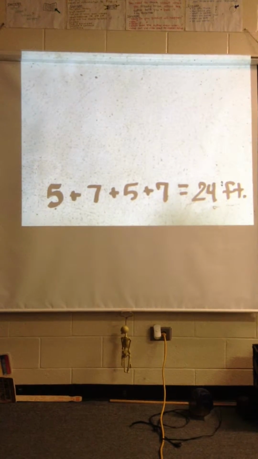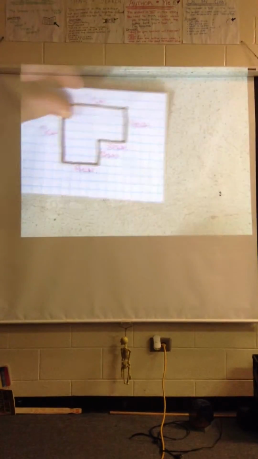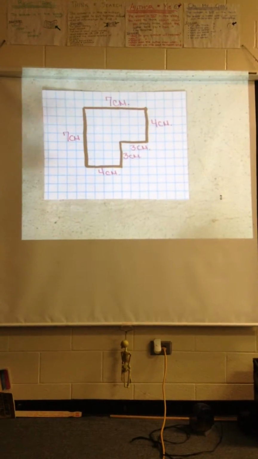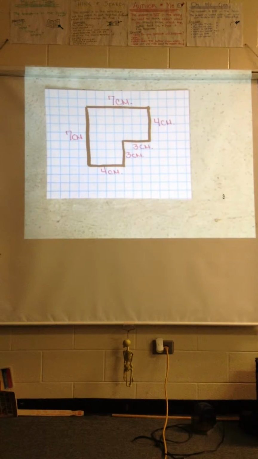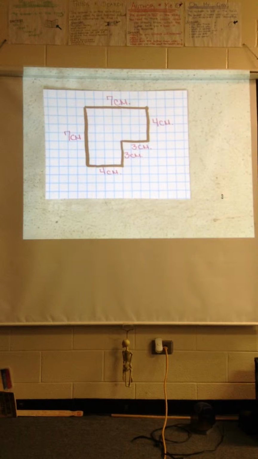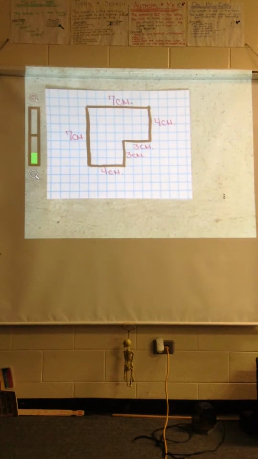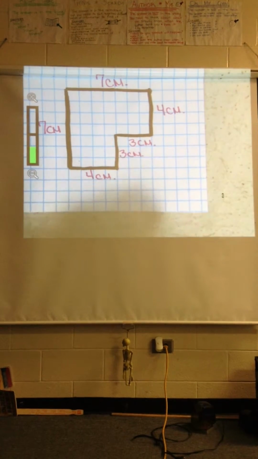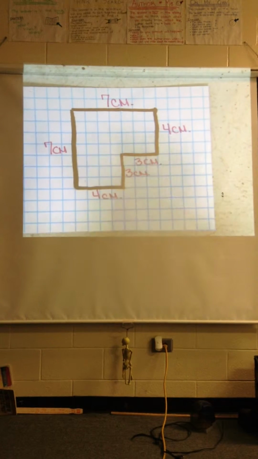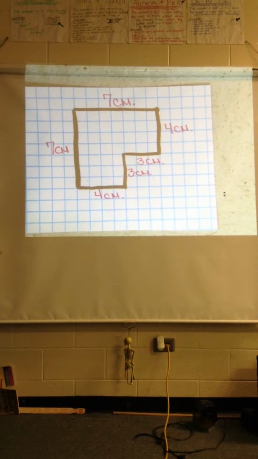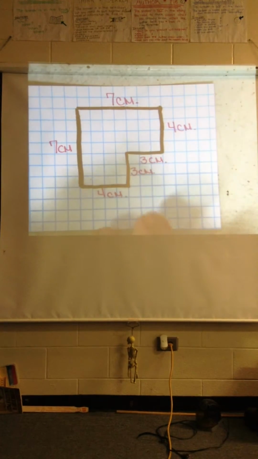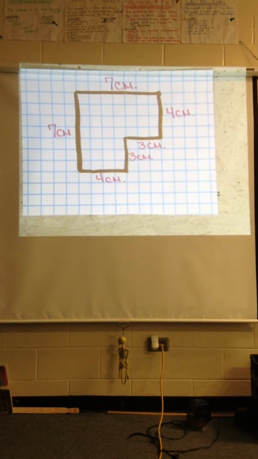Another example of perimeter is a different shape. Although that shape is not a rectangle, it is a rectilinear shape. It means it is made out of rectangles. I have all the sides labeled. That means all I do is look at the sides and add them all up. So let's look at that.